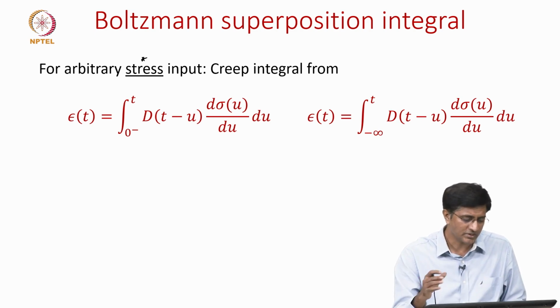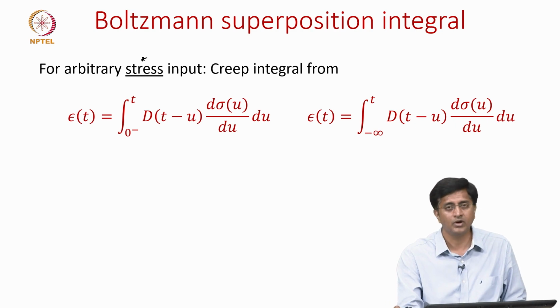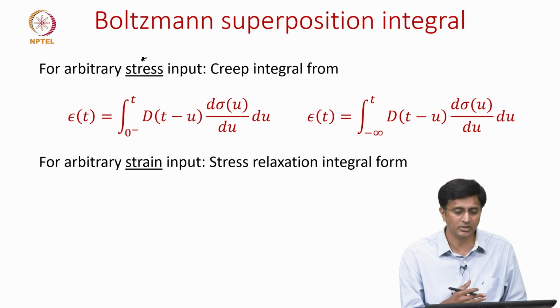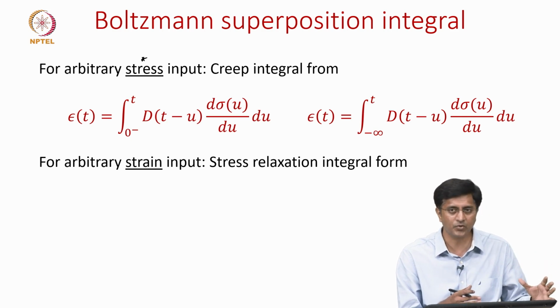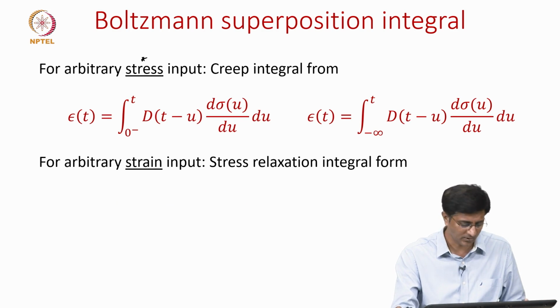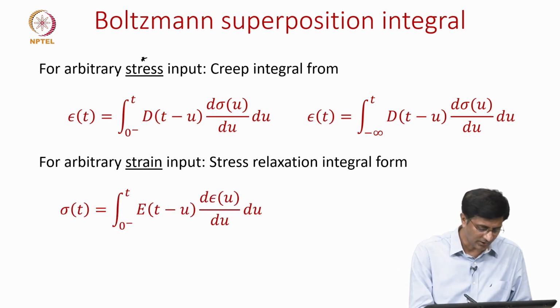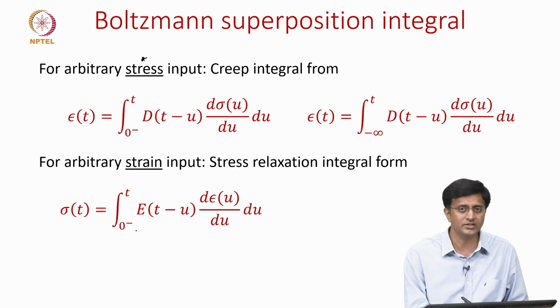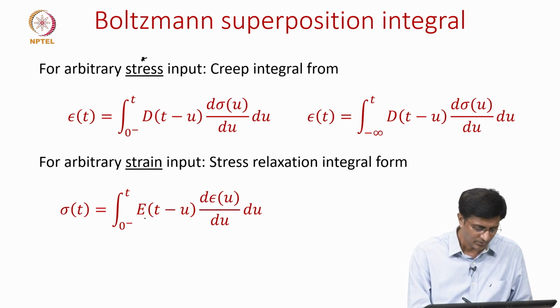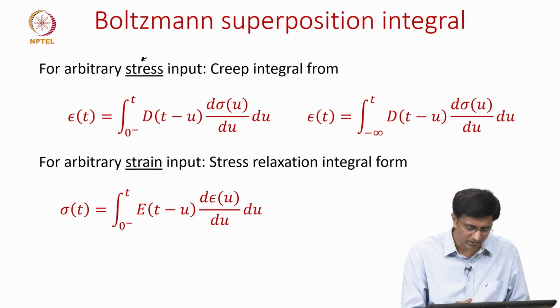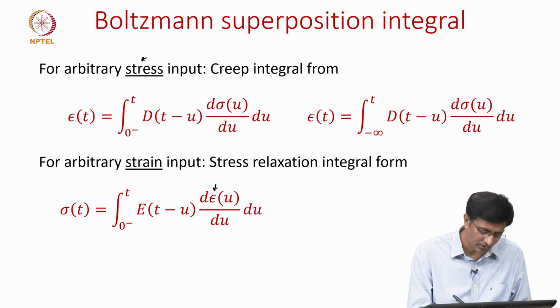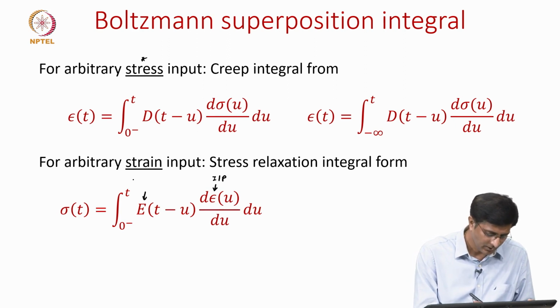Here we started with stress input, but now let us see what happens if we start with a strain input. If we start with a strain input, we can repeat the same process and come up with the stress response in terms of E. What is E here? It is the relaxation modulus. So, now we have this stress response in terms of the relaxation modulus and the rest of the equation remains the same. This is our strain input and this is our relaxation modulus.